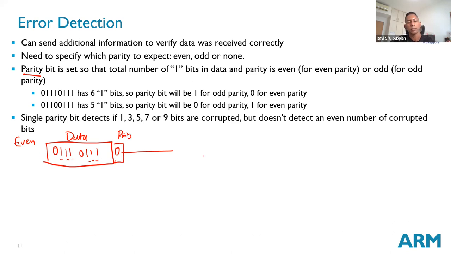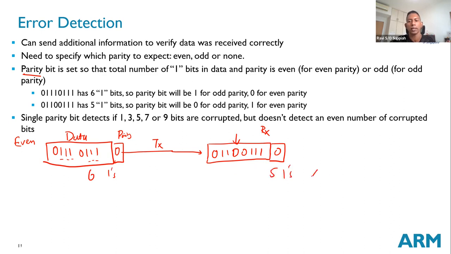Now when I transmit these 9 bits across the channel, at the receiver side I will check. If I receive 0111, 0111, and 0, I will see that I received 6 ones. Since I'm using even parity, I assume that there is no error. Now, what if one of the bits had flipped? Let's assume this bit flipped, and then it becomes 5 ones. I received 5 ones instead of 6, so I know that something is wrong. I can detect that there is an error.